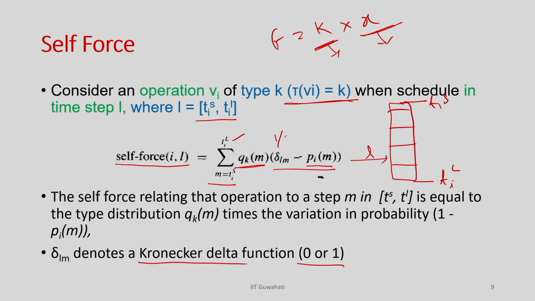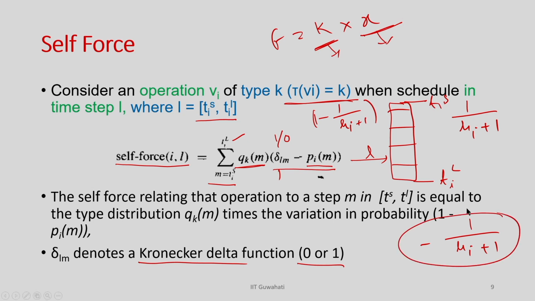Earlier the probability was equal in all time steps, basically 1 by mu_i plus 1. So it is 1 by 3 or 1 by 2, 1 by 4; if the range is 4, it is 1 by 4, and so on. Now, if I schedule this operation in a particular time step, then it will become 1. So the probability increases; earlier it was 1 by 3, now it has become 1. The change in probability is a positive increment of 1 minus 1 by mu_i plus 1. For all other time steps where it is not scheduled, it becomes 0. Earlier it was 1 by mu_i plus 1, so it decreases by this number. So I put 0 here, so the change becomes minus 1 by mu plus 1.